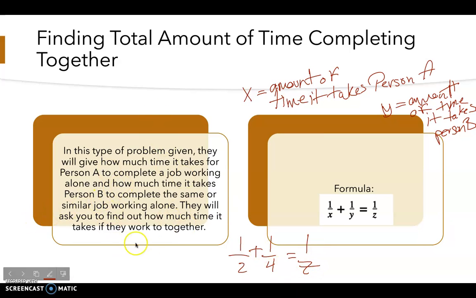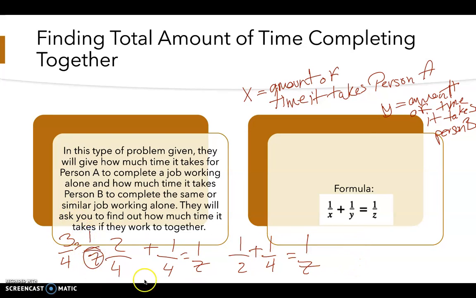So if I find a common denominator, that means it will be 4. So this will be 1/4, this will be 2/4, equal to 1/Z. That means I get 3/4 equal to 1/Z. We want to figure out what Z is, right? So if I flip this, I also have to do the reciprocal of that. So Z will equal 4/3.